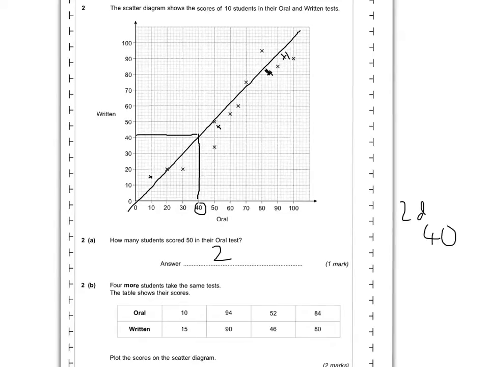It's important that they will read off the answer based on what you've written down. So based on your line of best fit, provided it's reasonable, they'll mark you correct or incorrect based on your own line of best fit.